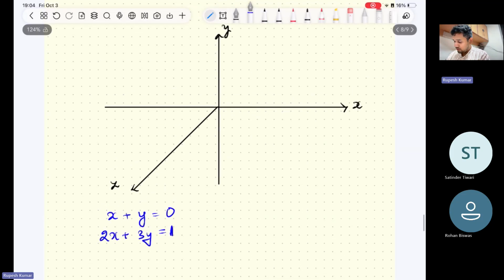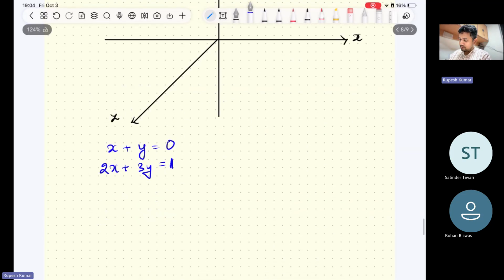Let's plot the lines, or we can always solve. There are multiple ways to solve this. Let's write it as a system of equations. You have two equations, and the column vectors are 1, 2 and 1, 3, with the right-hand side 0, 1.